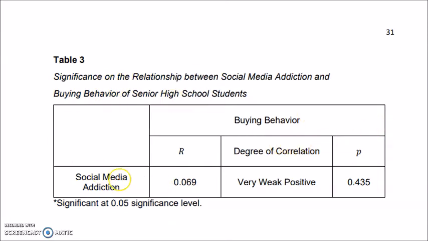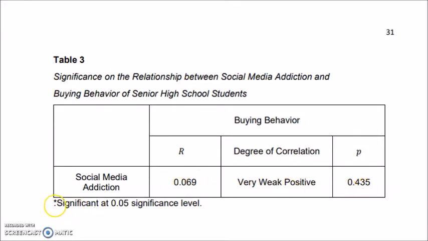So, this is the table we have here, variable 1, dito si variable 2. This is the R value. So, R, the degree of correlation, and the P value. So, ito yung value ng R. Ito yung description ng degree of correlation ng dalawa. And the P value andito, up to 3 decimal places yan.